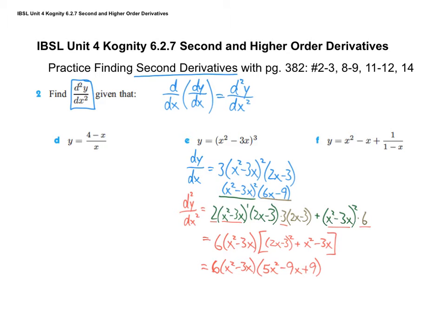Okay? So there is our second derivative. If I wanted to do the third derivative, I'd have to take the product rule again. Okay, we're not going to.